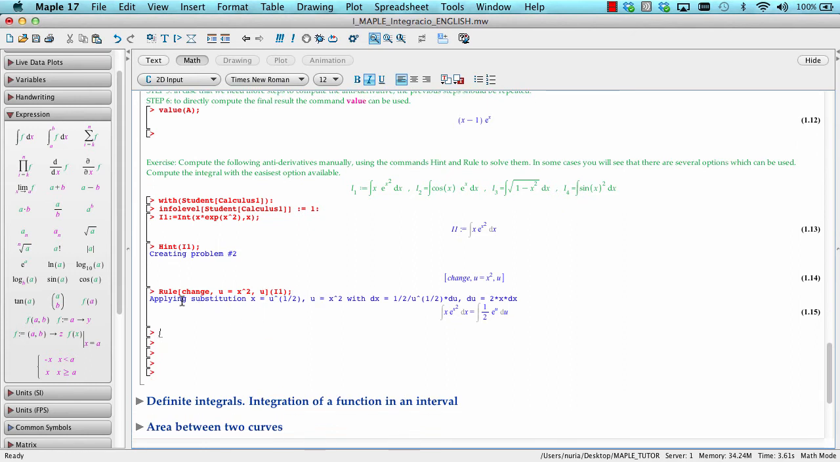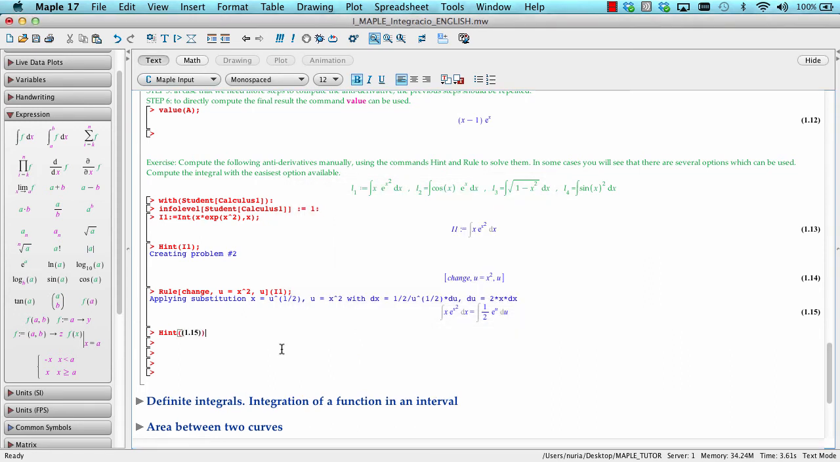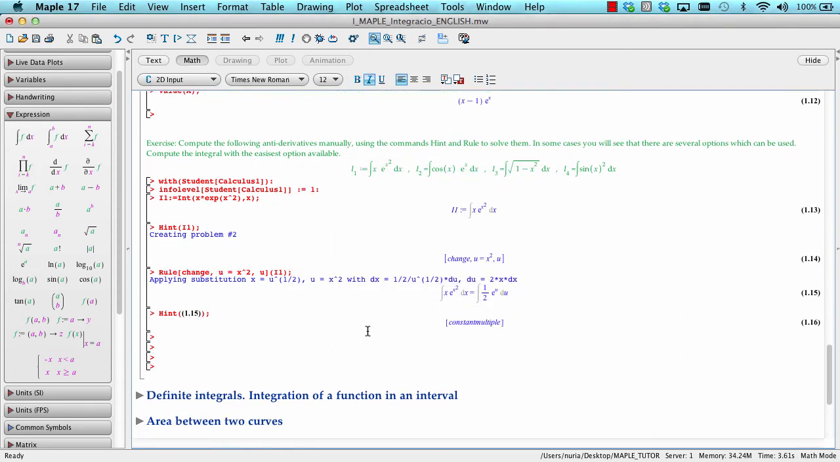Okay, so Maple has applied substitution with this change of variables, and if you do it, you should get 1/2 of e to the power u with a new variable. Now we can continue by asking for help, but now we want to get help from this 1.15 equation. So we press Ctrl L or insert label 1.15 and we ask for help.